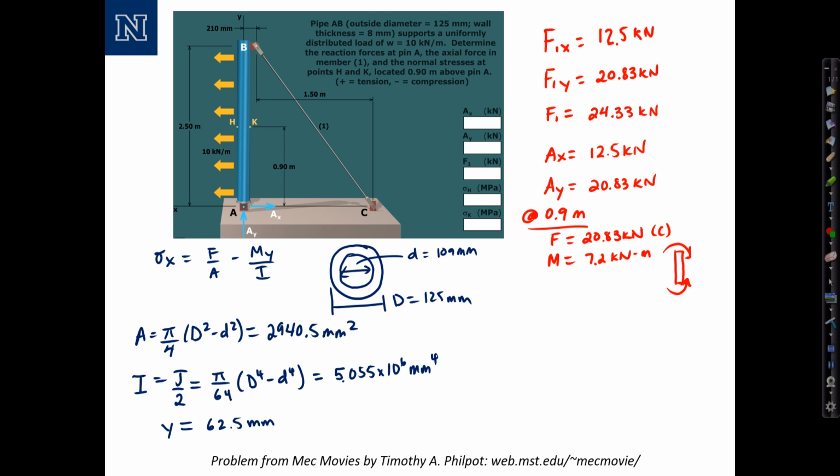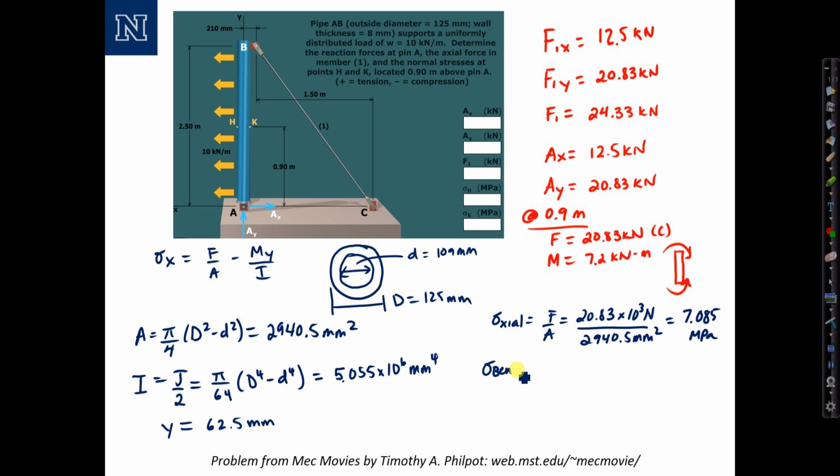Okay, so next I'll compute the value of the axial stress and the bending stress. The axial component, sigma axial, equals F over A, equals 20.83 kilonewtons times 10 to the third to convert to newtons, divided by the area, 2940.5 millimeters squared, gives us an axial stress, sigma axial, of 7.085 megapascals.